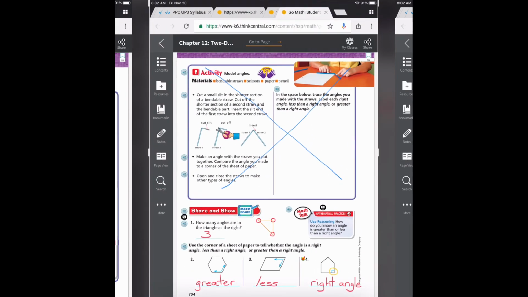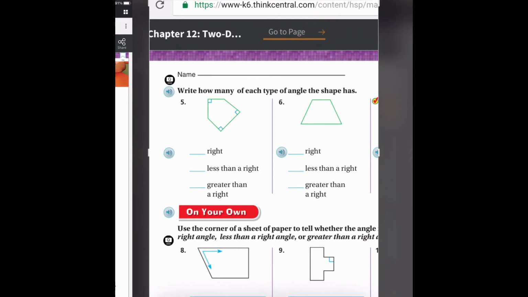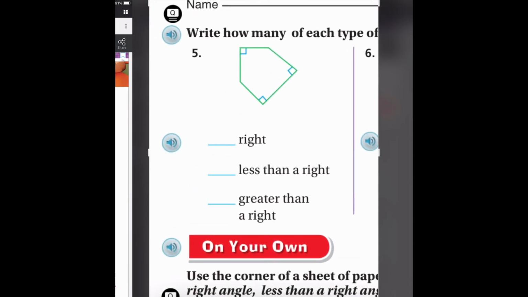And if you made any mistakes, pause the video, fix them up, and then we'll move on to 5 through 7. And we have to read the directions. The directions say write how many of each type of angle the shape has. So if we look at number 5, anytime we see these, that means those are right angles, and we see 3 of them. So that means we have 3 right angles.